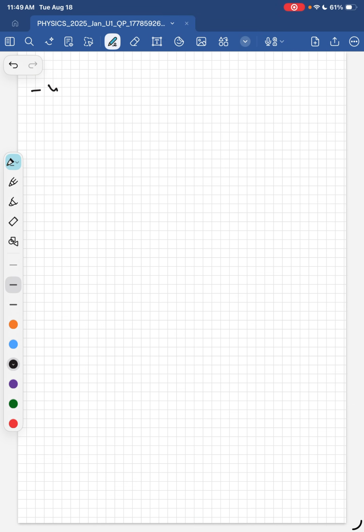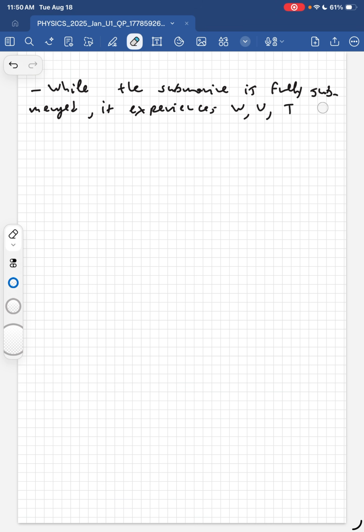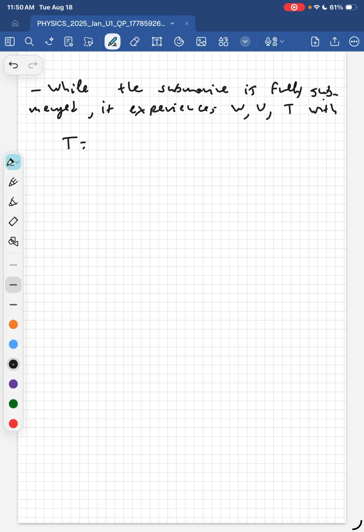Now let's go use a clean page and explain all this. So while the submarine is fully submerged, it experiences the weight, the upthrust, and the tension. The tension plus the upthrust is equal to the weight. So the tension is equal to the weight minus the upthrust.